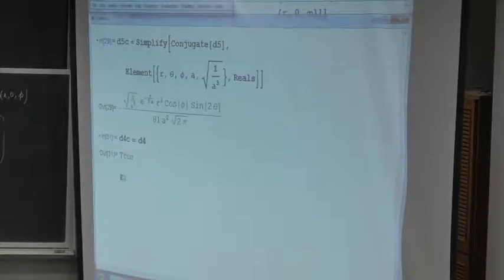E1 is, now I have to form this integral over there. I forget about the coefficient eQ over 4 pi epsilon naught. So I'm expressing the energy in units of eQ over 4 pi epsilon naught.